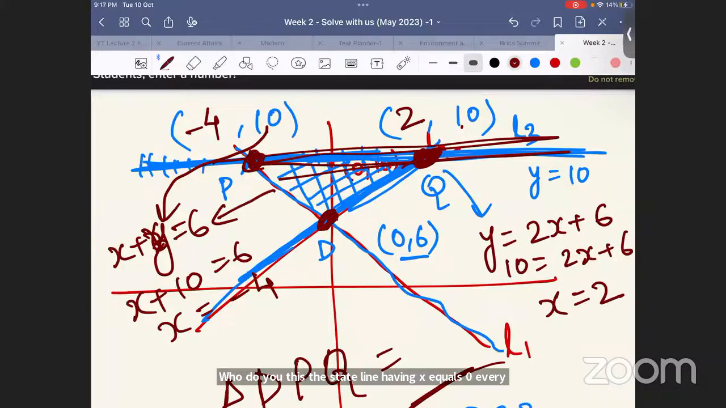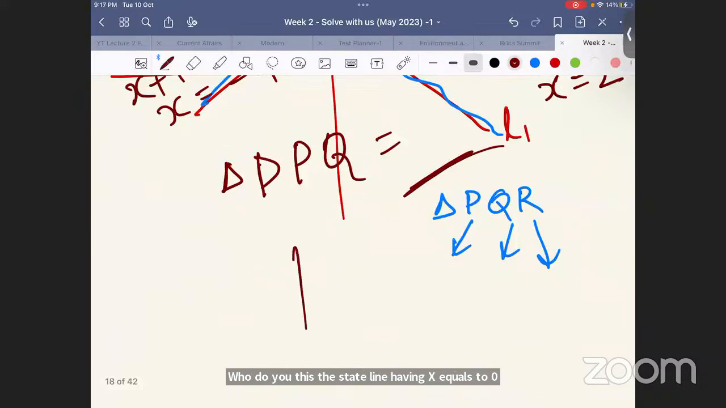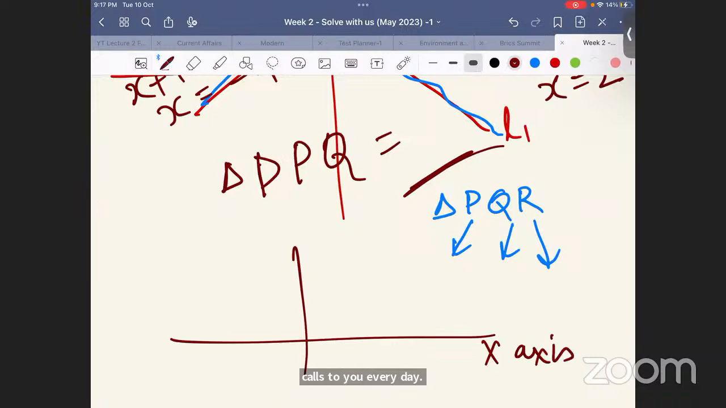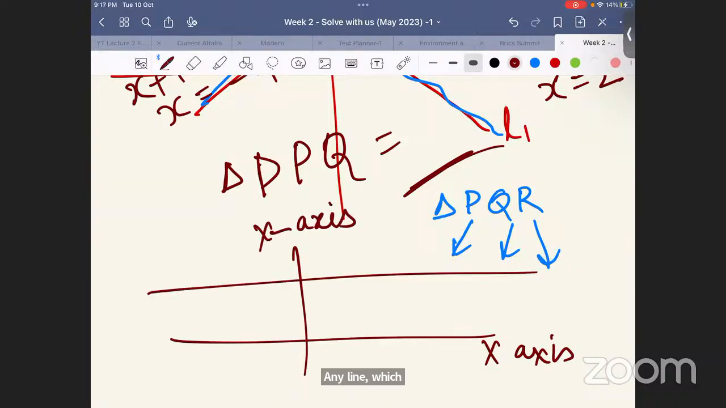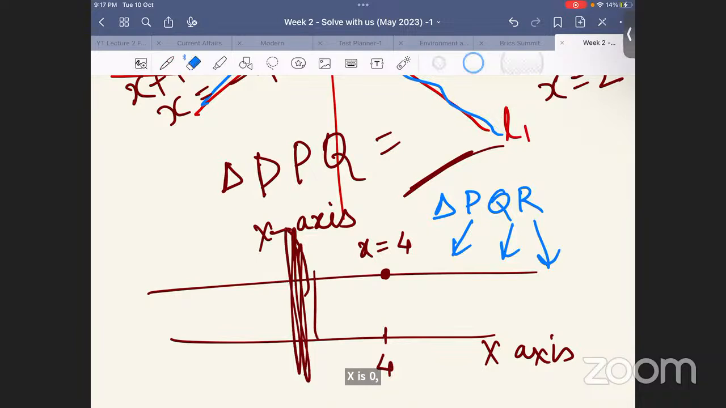Any line which is parallel to the x-axis, for example, this is a straight line. This is the x-axis. This is the y-axis. If a line is parallel to the x-axis, it doesn't mean that x is 0 every time. For example, this is a data point. Here x is some positive value, right? x is 0 only on this y-axis, nowhere else.